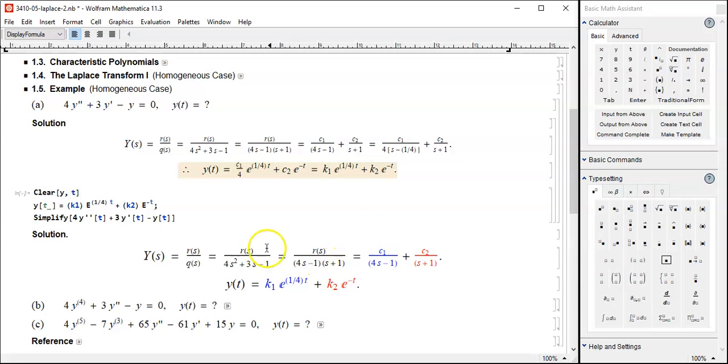The beauty of all this is I don't have to know what R of s is. I don't even have to know what C1 and C2 are. You just use the theory of decomposition by partial fraction, not actually decomposing, okay? If you can factor, you can easily handle this.